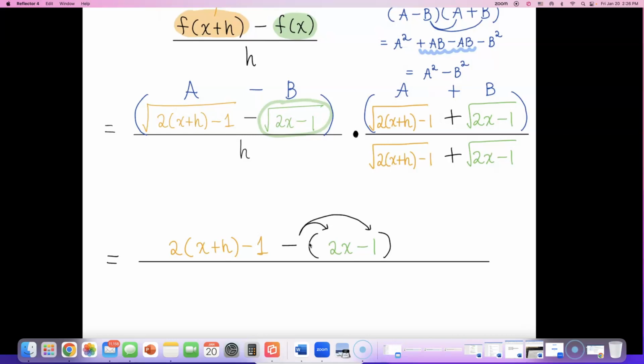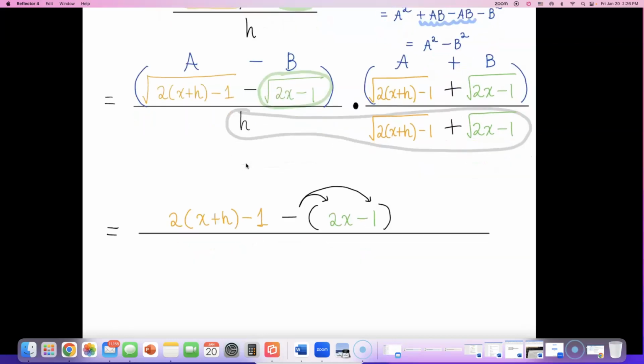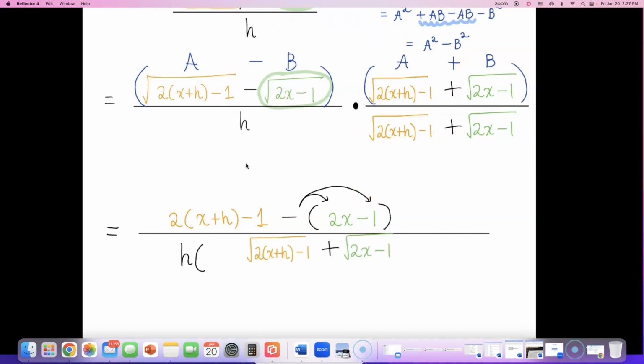Alrighty. Now, let me just write down the bottom of the fraction. The denominator, I'm doing h times this. And I'm really just going to write it down next to each other. I'll write down h, parenthesis. You know what? I'm just going to copy this, really. Let me see if I can just duplicate this. Duplicate it down here. All right.